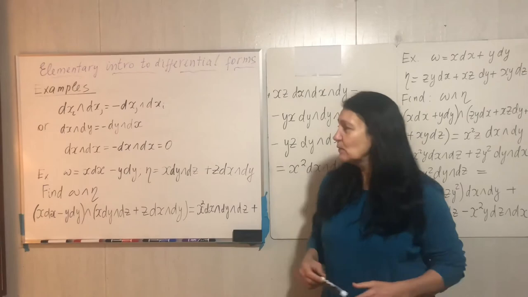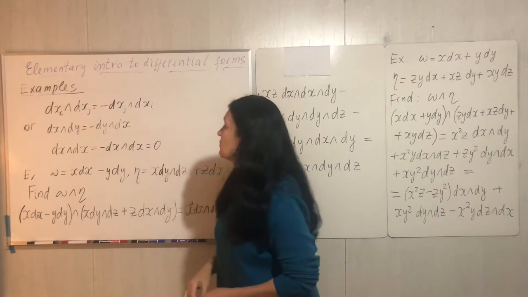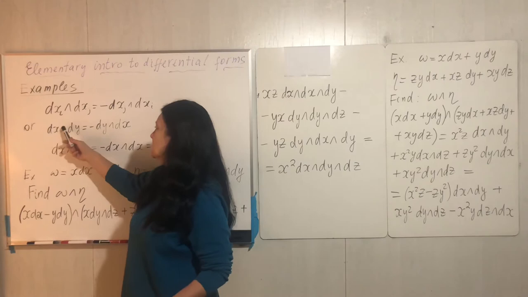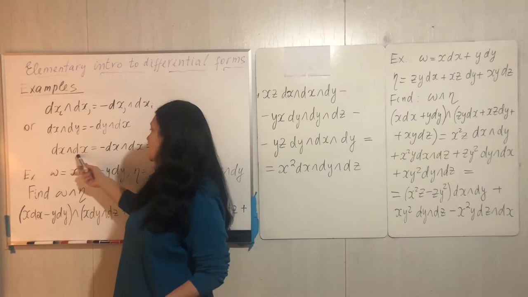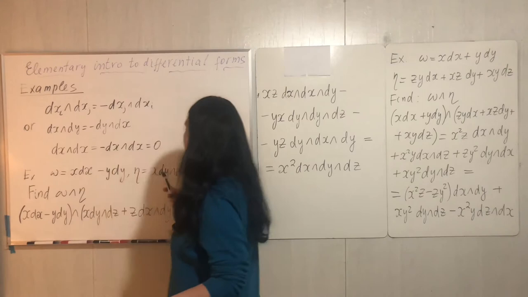Now let's look at some examples. From what we just discussed, right, if we have dxi wedge product with dxj, if we switch the order, we will get a minus, right? Or in other notations, since dx wedge dy equals minus dy dx, then if we take dx with itself, we should put minus, so they should be equal, so it means we're getting zero. Let's consider some examples of computing wedge products.